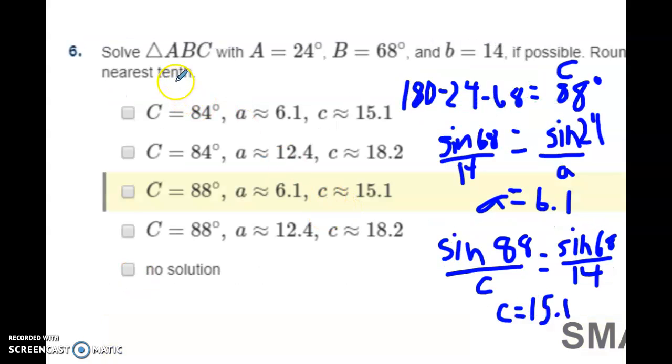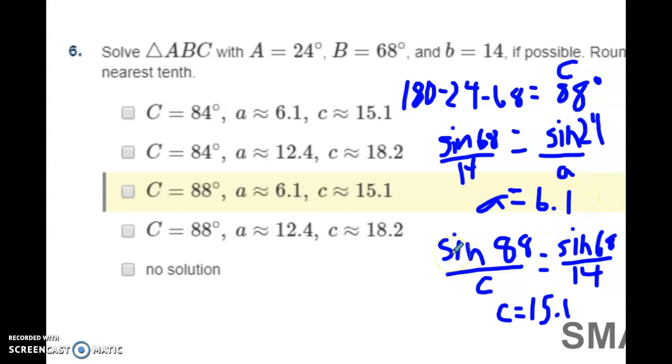Number 6, solving the problem. So the first thing I notice is you know 2 angles, so 180 minus 24 minus 68 is 88 degrees. So it's either going to be the third or the fourth one. Sine of 68 over 14, so that's sine of B over B equals sine of 24 over A. A is then 14 times sine of 24. Find an answer, divide it by sine of 68. You get 6.1 rounded to the nearest tenth.